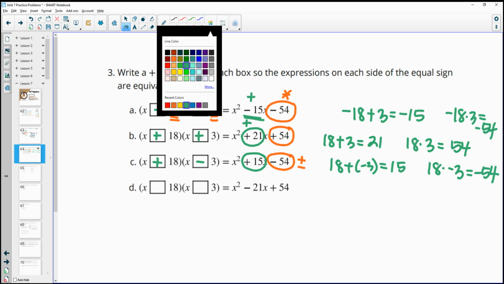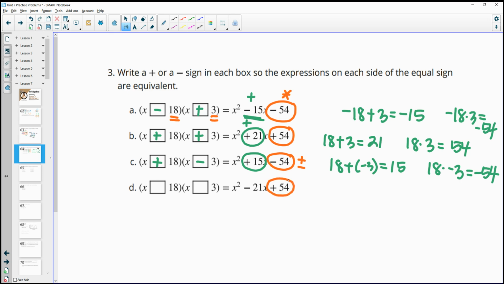And then in this final one, we have a positive 54 at the end. So it's got to multiply to a positive, which means they either both need to be positive or they both need to be negative. And we want the middle term to be negative 21, which means we're going to need two negatives, because then we'll have negative 18 and negative 3 when we add those. And negative 18 and negative 3 is negative 21. And negative 18 times negative 3 gives us that positive 54 at the end.